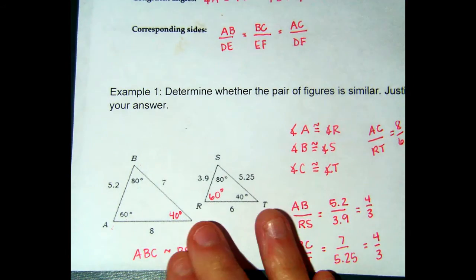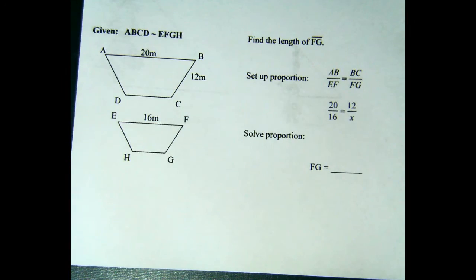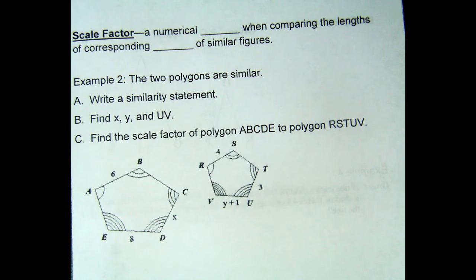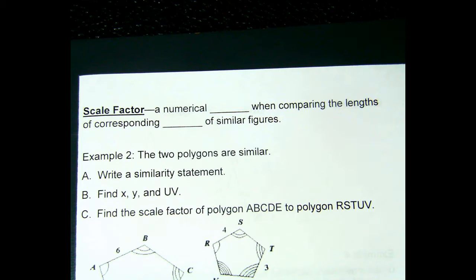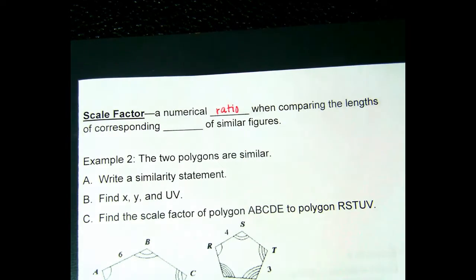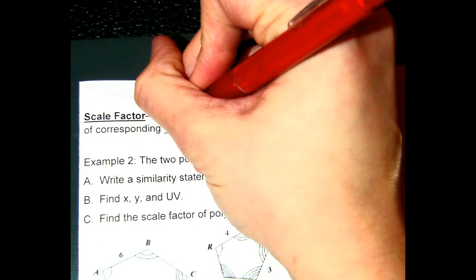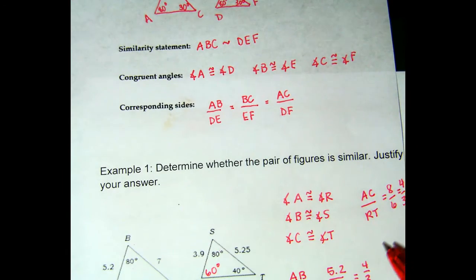That is how we determine if something is similar, by looking at the angles and by looking at the sides. We have to make sure the angles are congruent and the sides are proportional. Your work justifies your answer. Something that we just figured out is actually called the scale factor. The scale factor is a numerical proportion or a numerical ratio when comparing the lengths of corresponding sides. Since the figure we just had is in fact similar, its scale factor would have been 4/3.